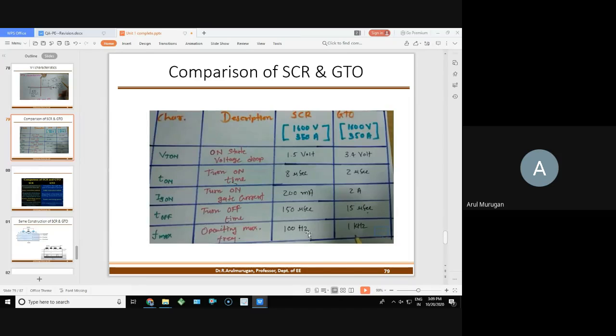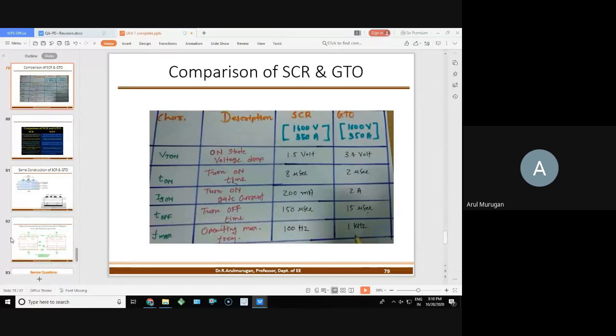And frequency-wise, the SCR is 100 hertz only, while the GTO is 10 times higher, 1 kilohertz. Next, turn-off time: for the GTO it is 150 microseconds, and it is fast because it is a control turn off. For the SCR, a commutation technique is used to turn it off, which takes more time. That's all about the difference between the SCR and the GTO.